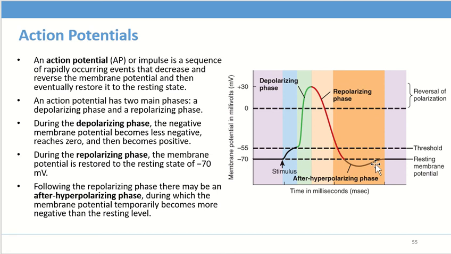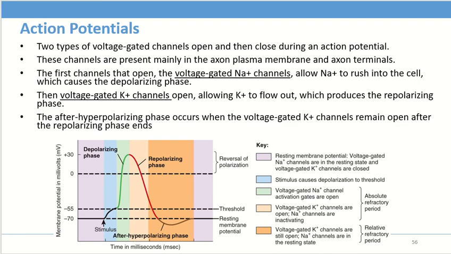So let's look at why this happens. There are two main types of voltage-gated channels that open and then close during an action potential. These channels are going to be present mainly on the axon plasma membrane and on the axon terminals. So the first channel that opens is a voltage-gated sodium ion channel. This is going to allow for sodium to rush into the cell and cause it to depolarize. Right? So our depolarizing phase, we've got the opening of our voltage-gated sodium channel, which is allowing for the influx of all of these positively charged sodium ions.